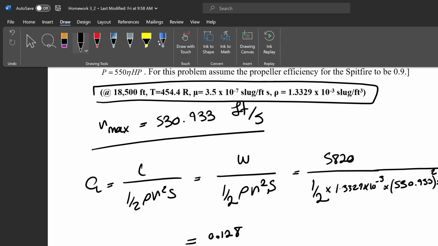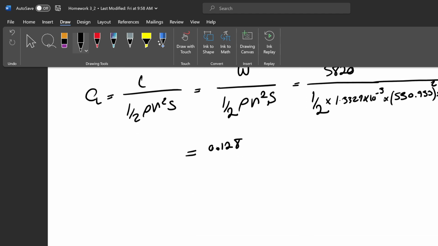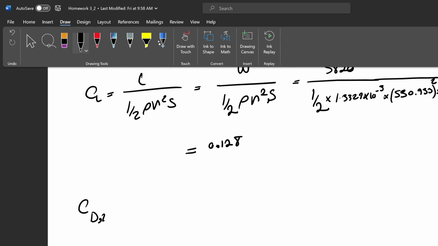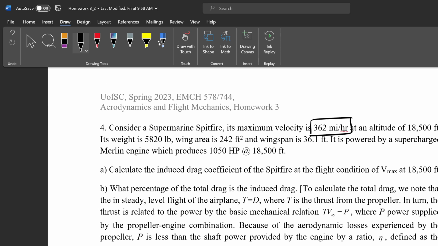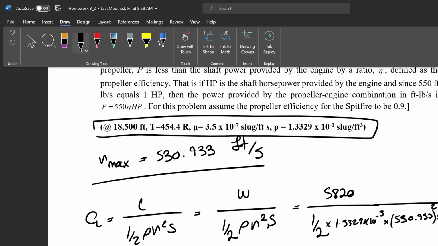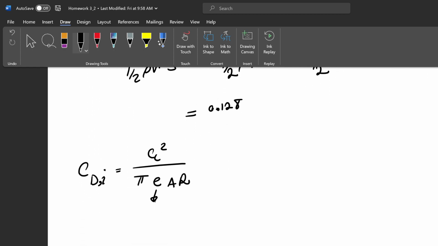Our goal here is to find the induced drag coefficient. We have C_Di is equal to C_L squared divided by pi e AR. Let's see if we are given any information about e. We are told that it's a Supermarine Spitfire. And if you recall, we actually talked about this in class. A Spitfire has an elliptical wing, which means its e is actually 1, right? Aspect ratio is b squared divided by S.